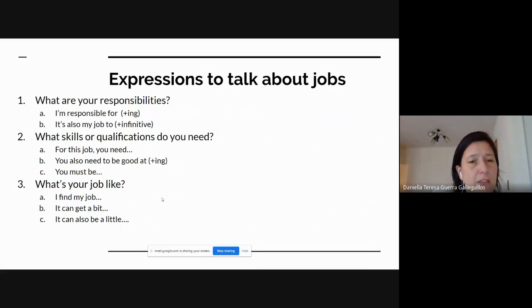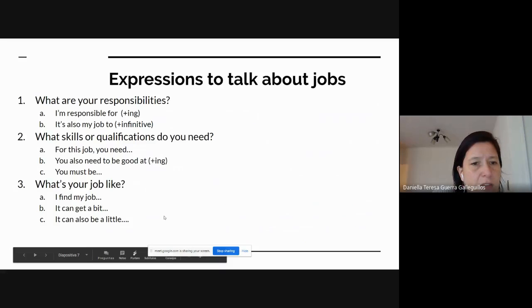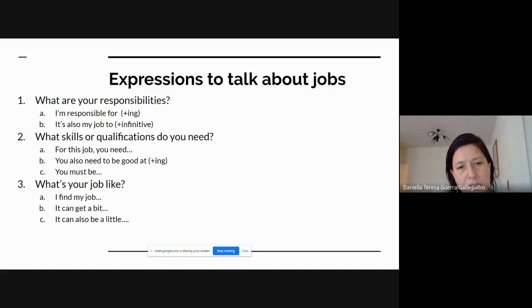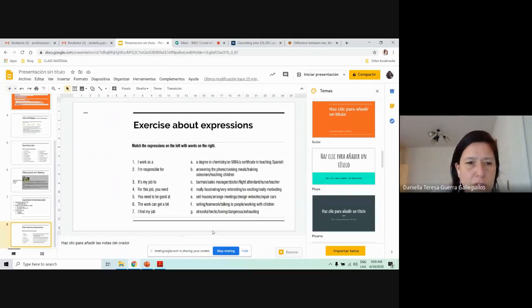For this job you need, and that is for qualifications, for this job you need a degree in chemistry, an MBA, a certificate in teaching Spanish, etc. You need to be good at goes, according to this slide, with a verb with ing. So you need to be good at selling, teamwork, talking to people, working with children. The words can get a bit, according to our slide, go with an adjective: stressful, hectic, boring, dangerous, exhausting. And finally, I find my job really fascinating, very interesting, so exciting, really motivating. So that was for you to introduce unit number 6.